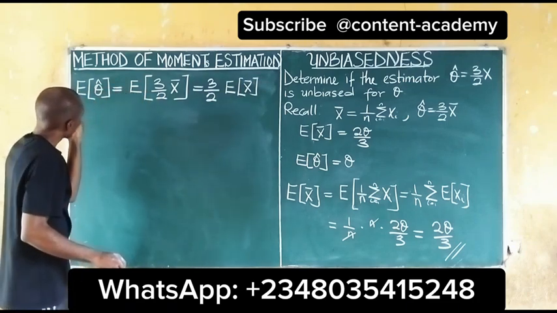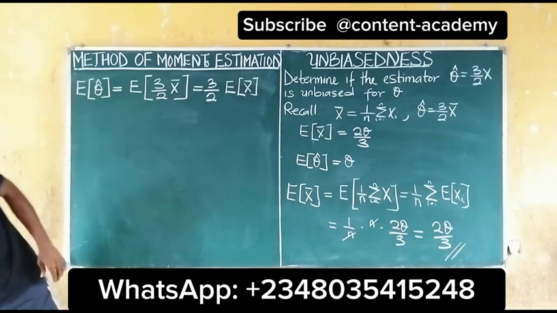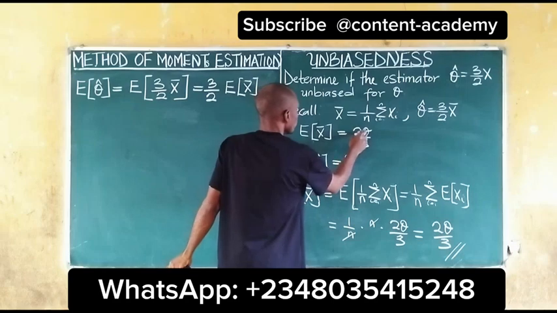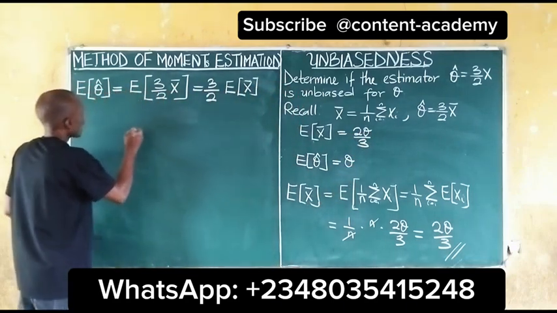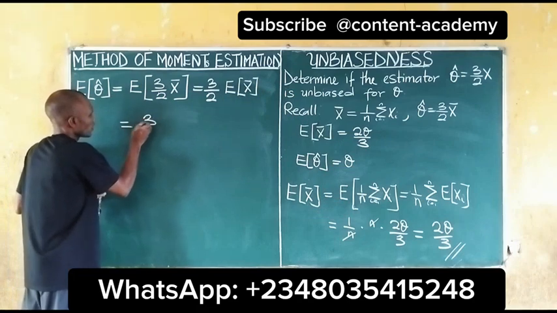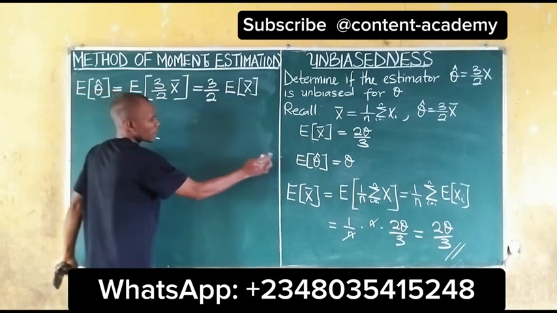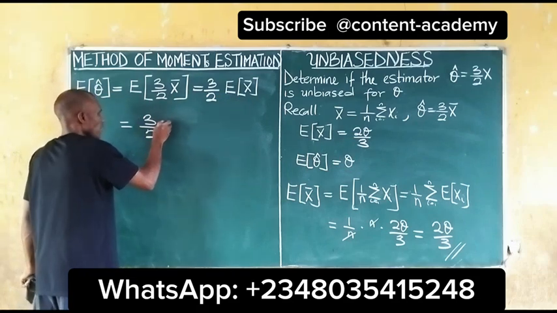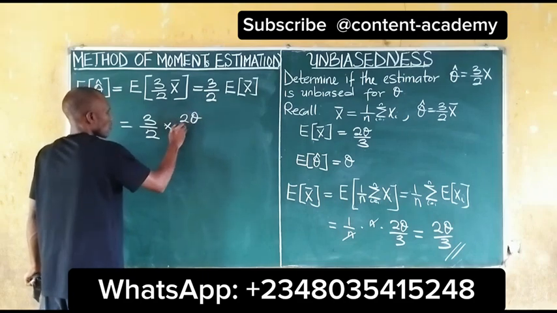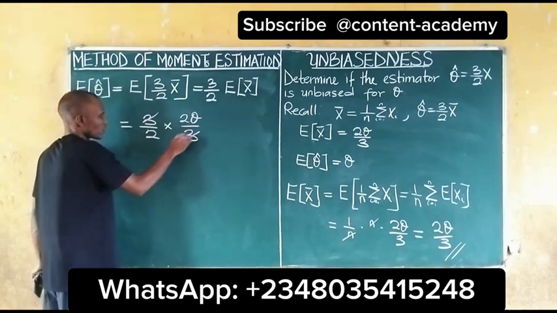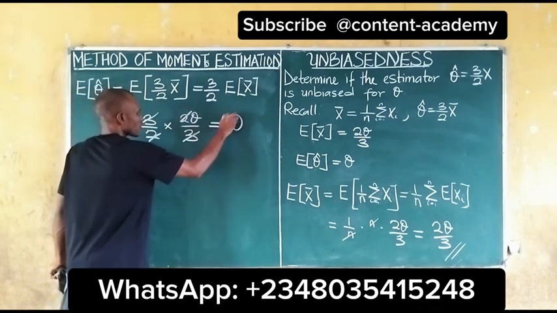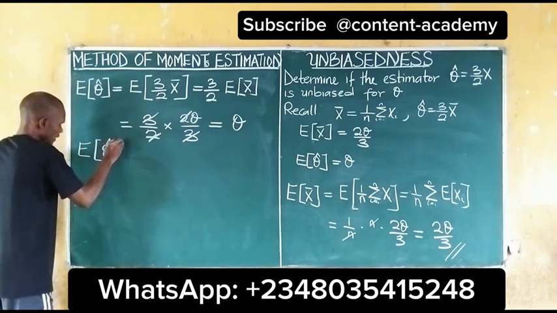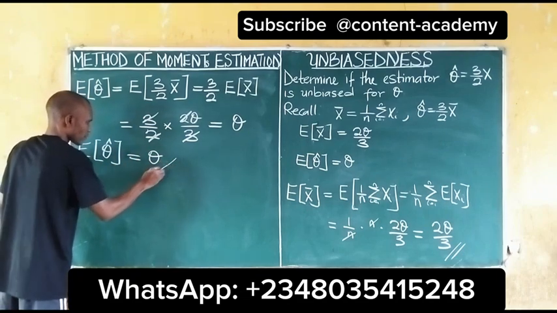Now we ask ourselves, what is the expectation of x bar? The expectation of x bar is 2 theta over 3. So we have 3 over 2 multiplied by 2 theta over 3. Of course, this will cancel this and this will cancel this, which gives us theta. So it means that the expected value of theta estimate is equal to theta.